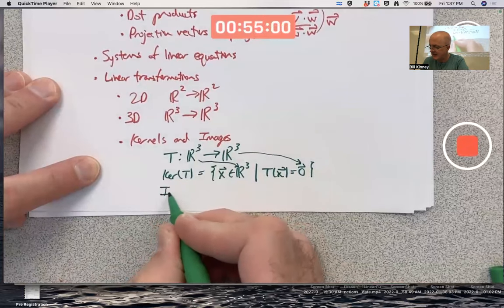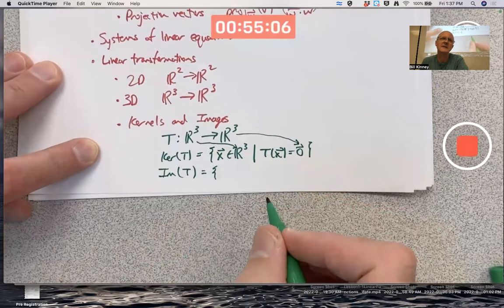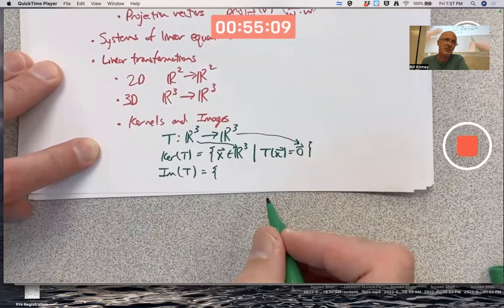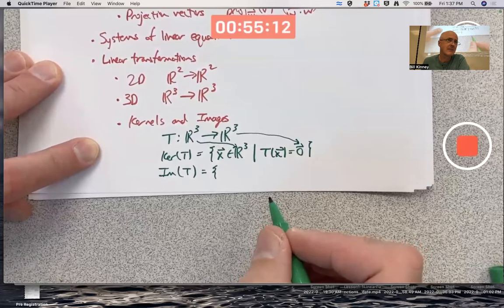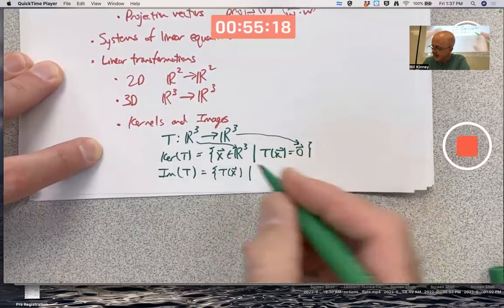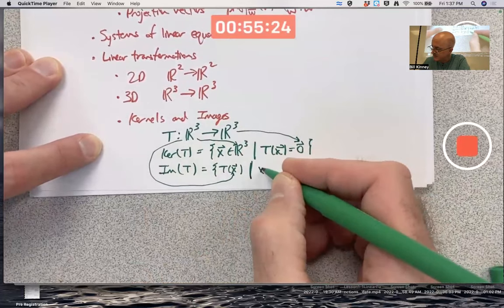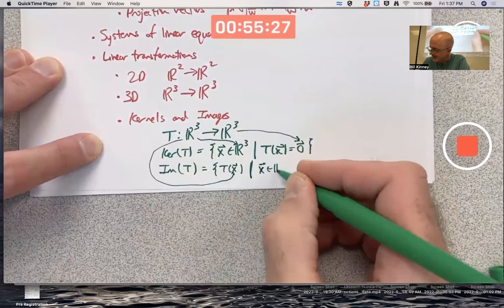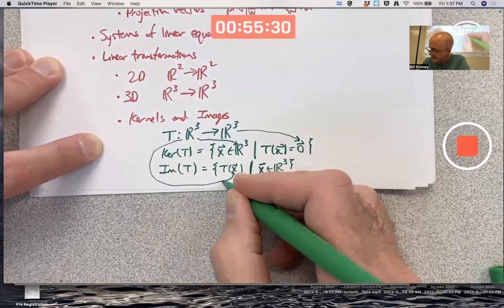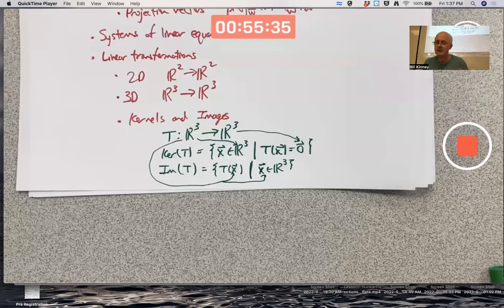And the image of T is the set of all outputs of the function. You could call this the range of T as well. I prefer the word image. What are all the outputs of this function? All the outputs T of X, where that X you think of as being in the domain, as X ranges over the domain. T of X itself, the output, is in the codomain. Both the domain and codomain happen to be three-dimensional space in this example. What are all the outputs?